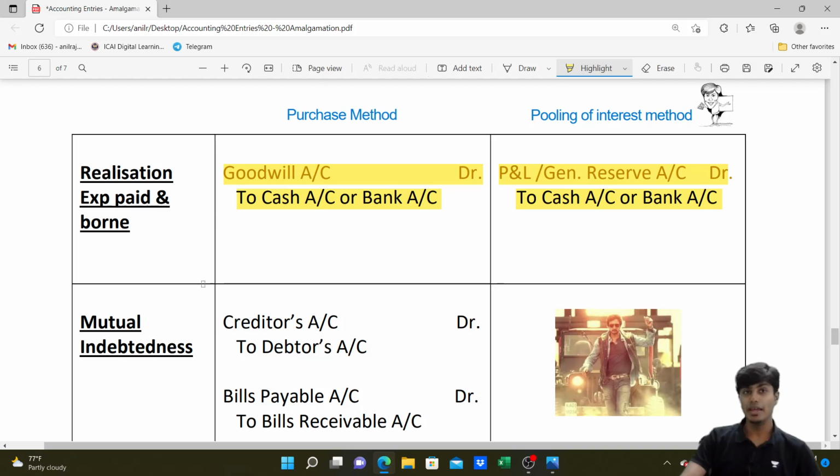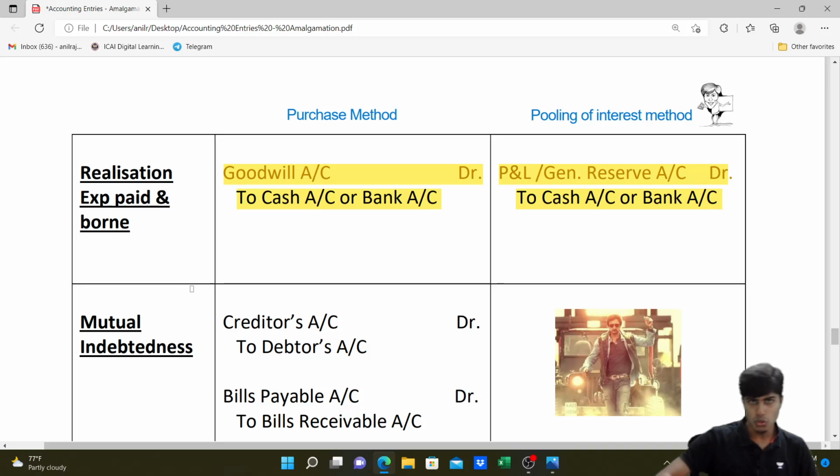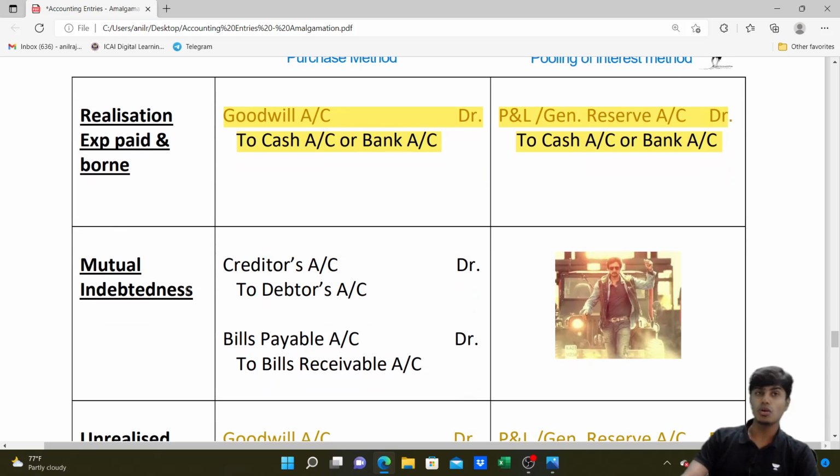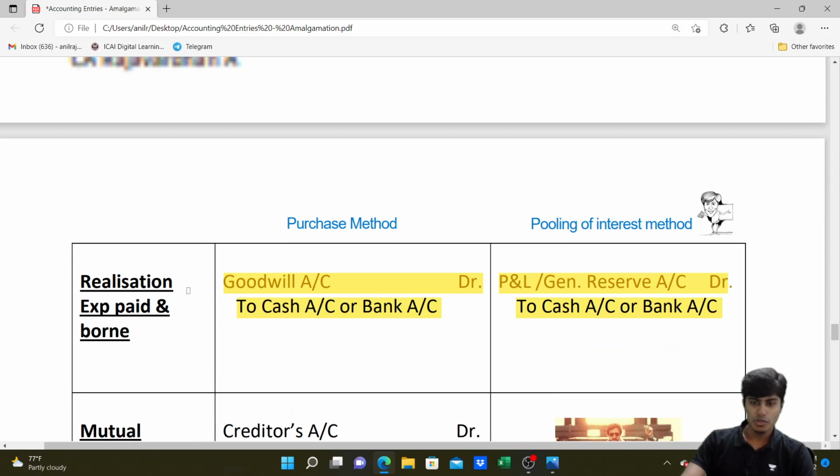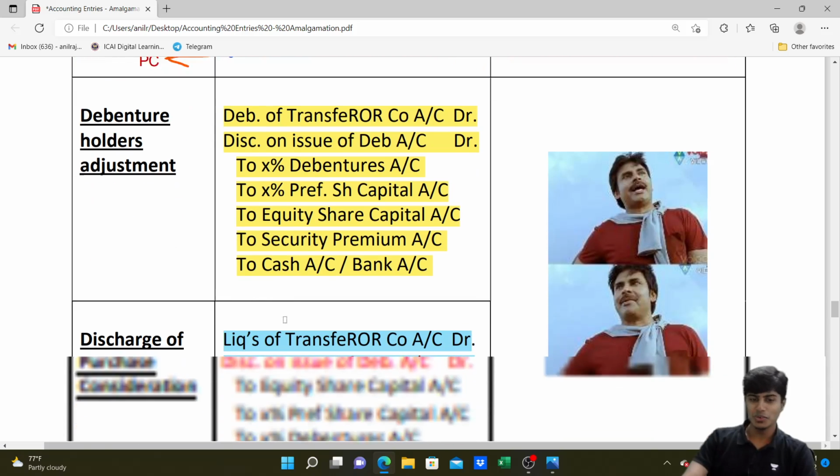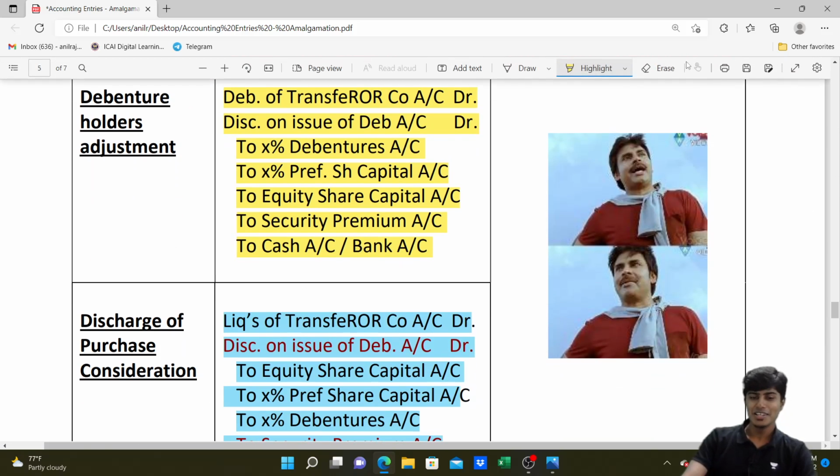Got this? Then comes a very interesting case of mutual indebtedness. What is mutual indebtedness? This is before the basic amalgamation or merger happened. Oh, I was wondering, did you guys understand here when I told these two entries are same in this case? So it is same to same.